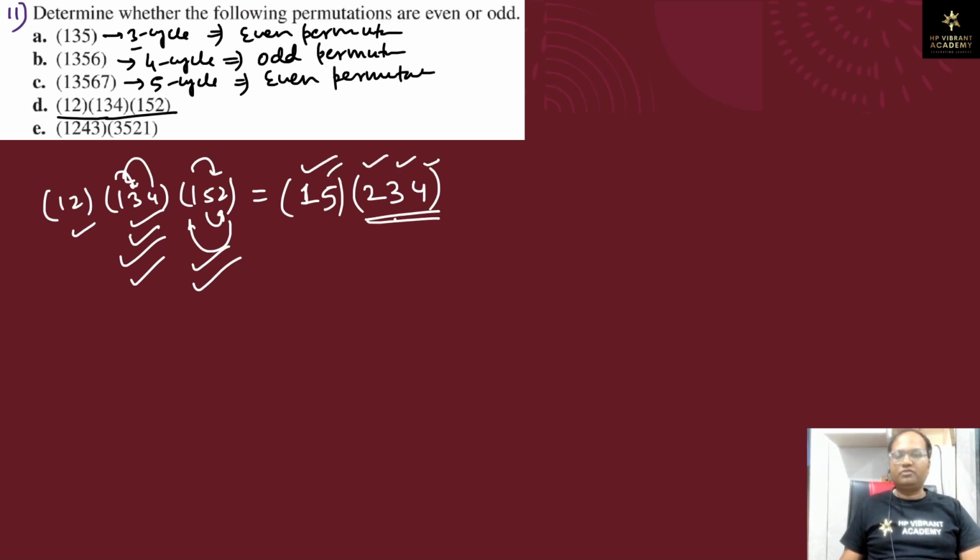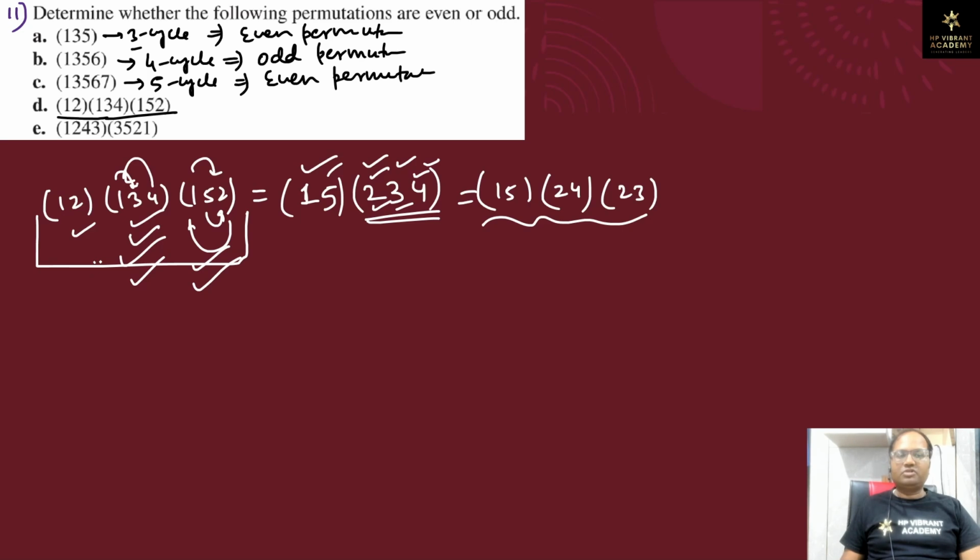Now we can write (1 5)(2 3 4). Let us write (2 3 4) in the product of transposition form. How do we break this? We take the first element and the last element, this is (2 4), then the first element and the second last element, this is (2 3). So this product of non-disjoint cycles can be written as a product of 3 transpositions. The number of transpositions is odd, so this permutation is an odd permutation.